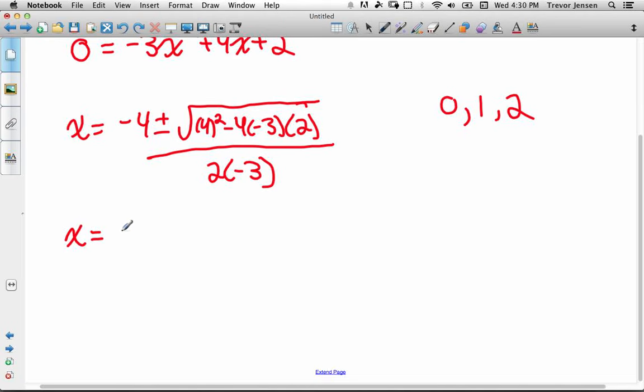So let's see what we get in this case. Plus or minus, we have 4 squared is 16, negative 4 times negative 3 times 2 is 24, so we have 16 plus 24, which is 40.